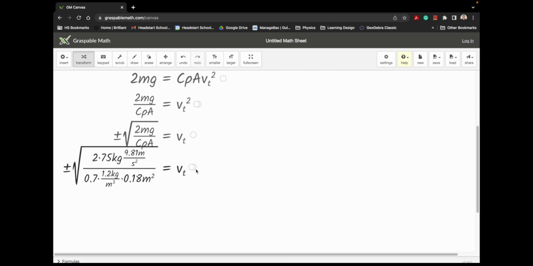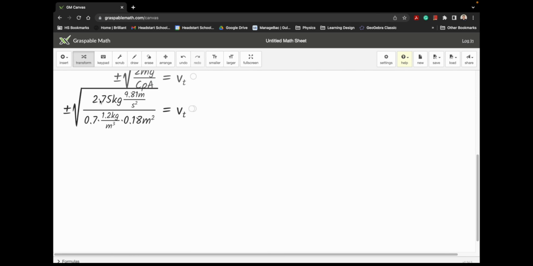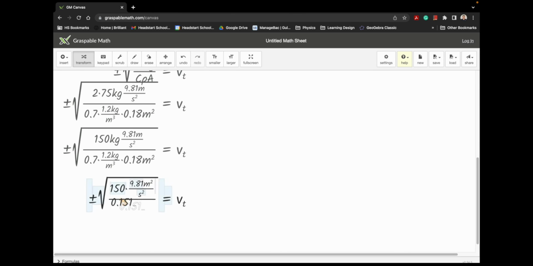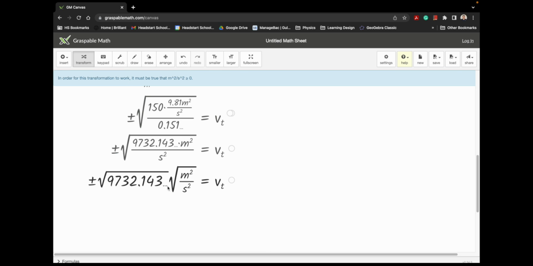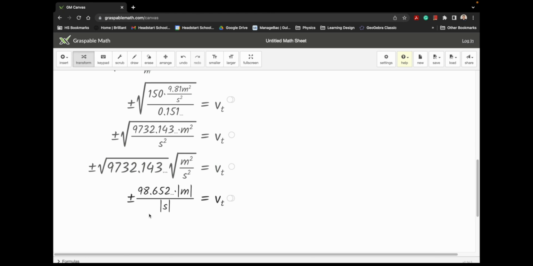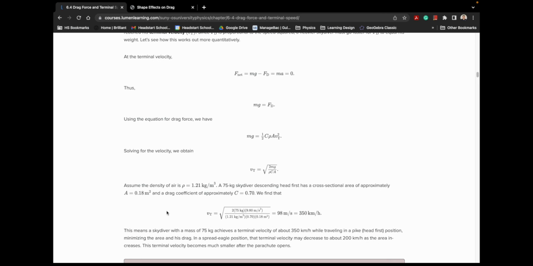Now we can simplify this by multiplication. Units can be dragged to the end. Our answer is 98.652 meters per second. Check it in the solved problem, it is also 98 meters per second.